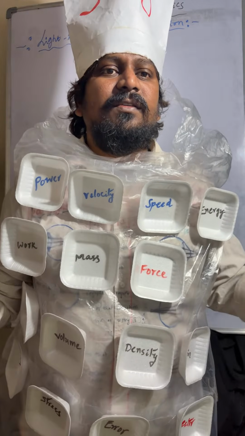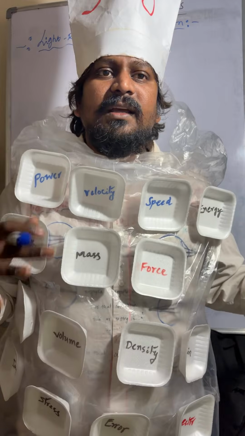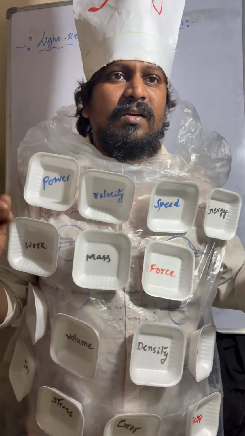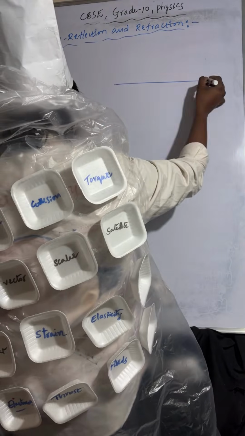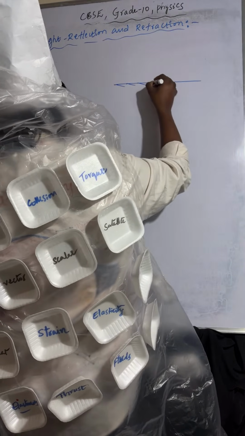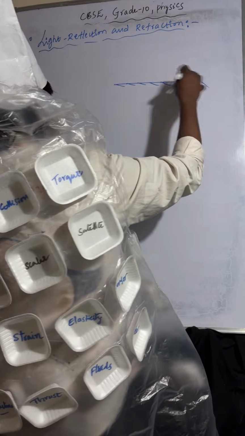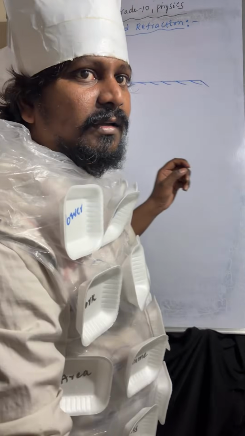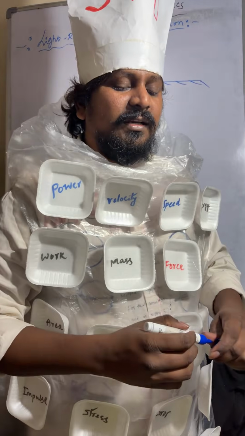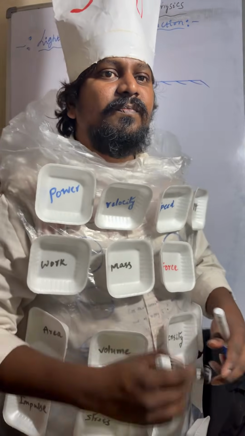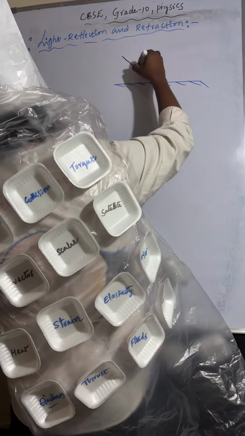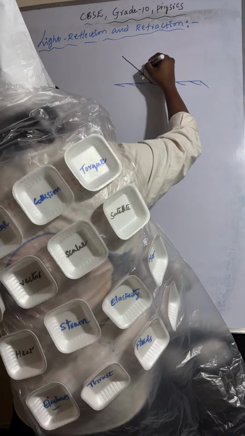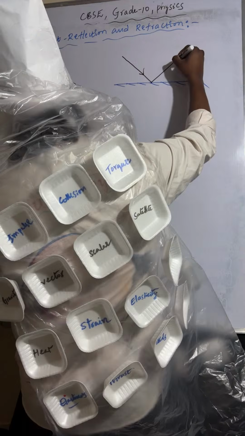So, incident ray, reflected ray, normal line. Here I am considering a plane mirror. One side is silver coated, and the other side is the reflecting surface. I am taking this incident ray and the reflected ray.